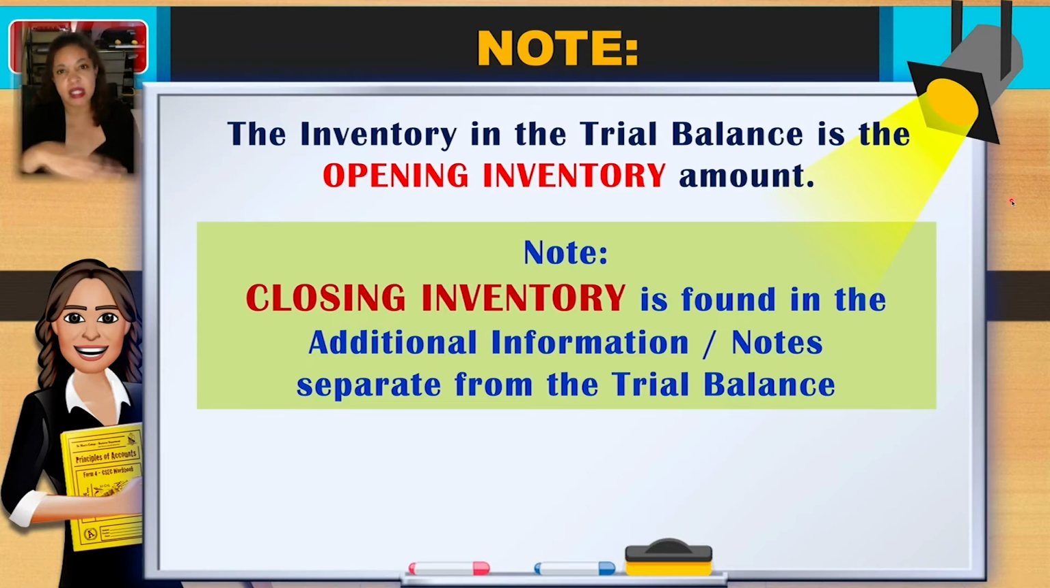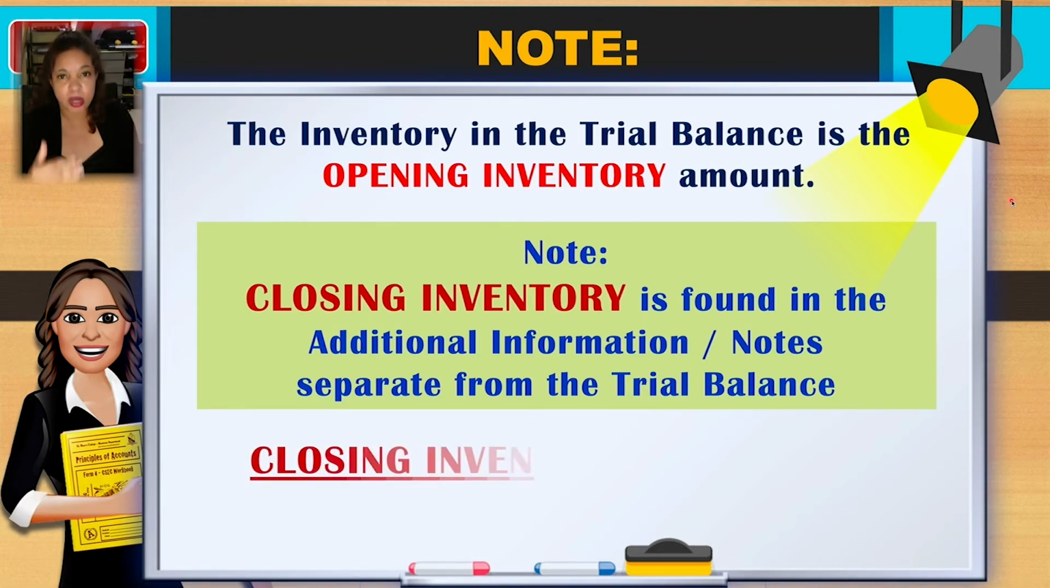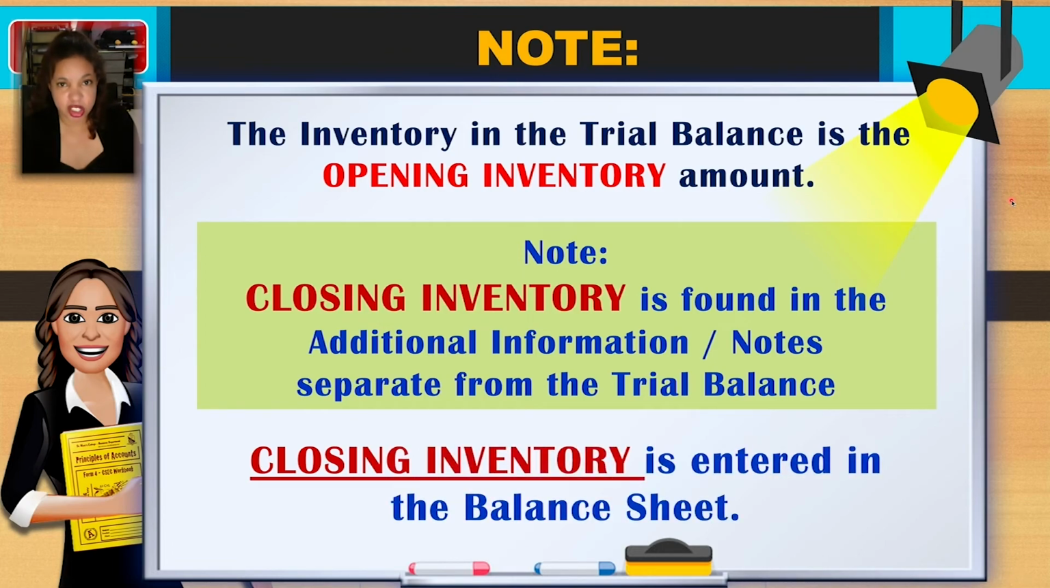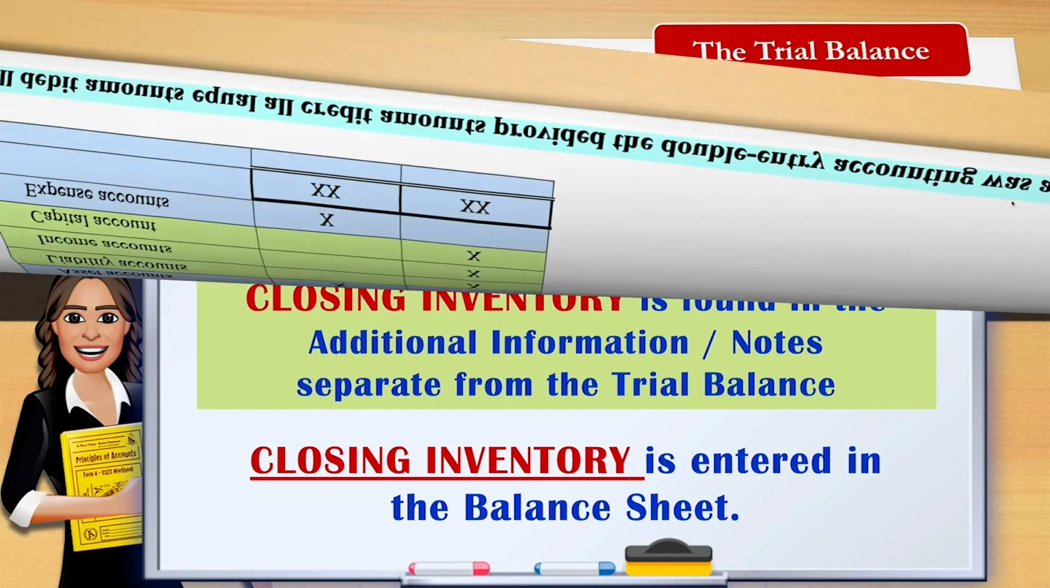That is found underneath your trial balance. So your closing inventory never goes in the trial balance. That is your opening inventory. And the closing one that is relevant for the balance sheet, you will usually see underneath your trial balance in what we call additional information or the notes to the accounts. So this is just giving you a heads up. For your activities, you don't need to know that.